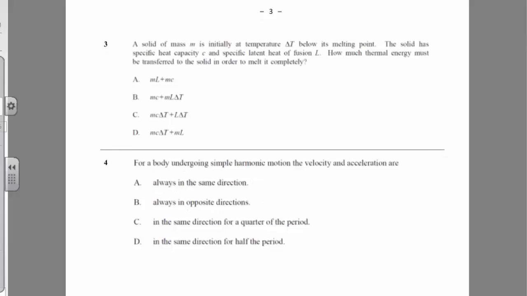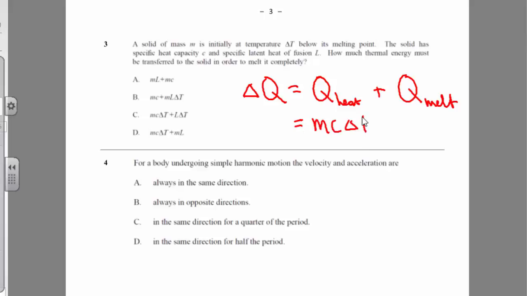A solid of mass m is initially at temperature delta T below its melting point. The solid has specific heat capacity C and specific latent heat of fusion L. How much energy must be transferred to melt it completely? Okay, so delta Q here has got to be equal to the Q of heating the solid, plus Q of melting. So that's going to be equal to mc delta T plus mL. And which one is that? That is D.